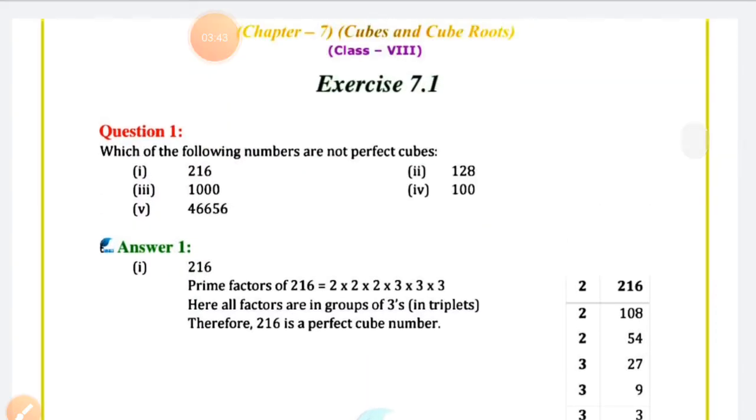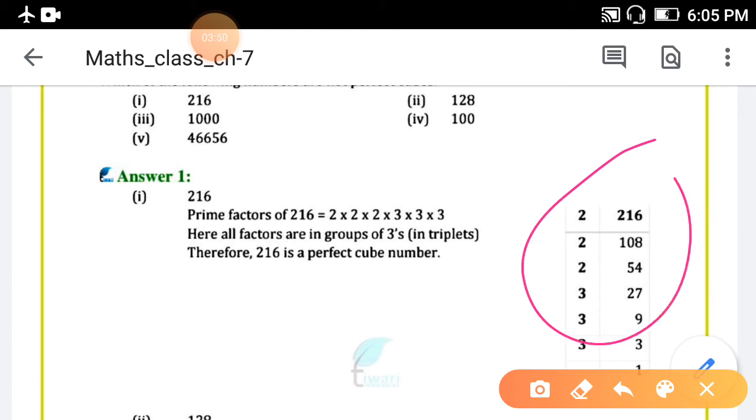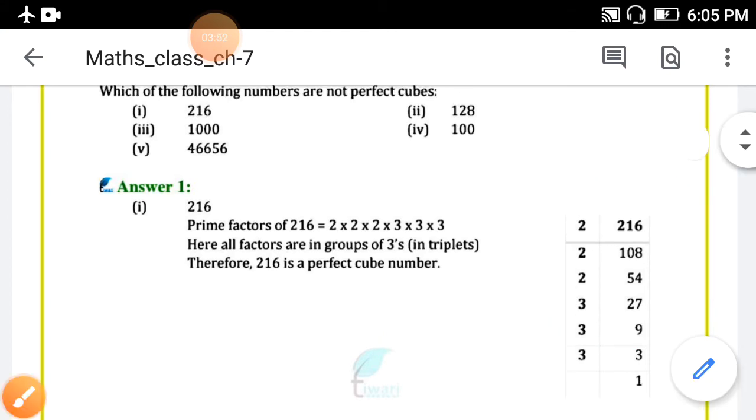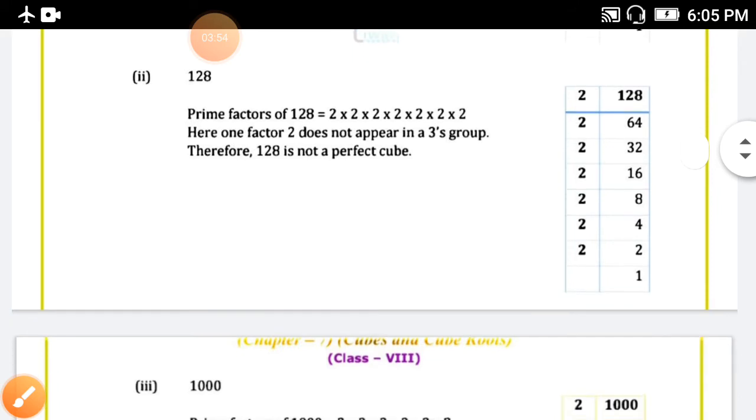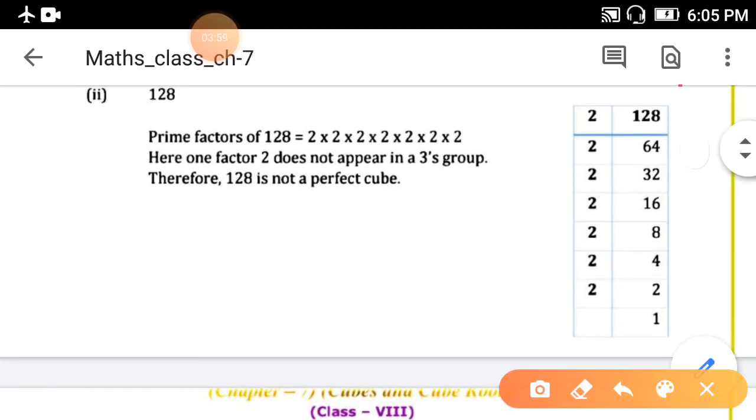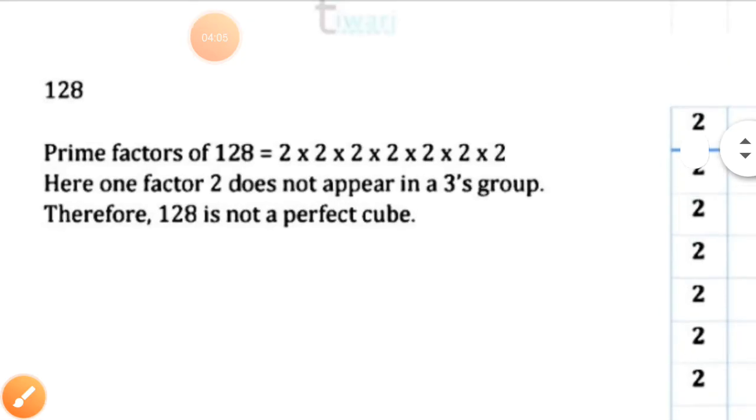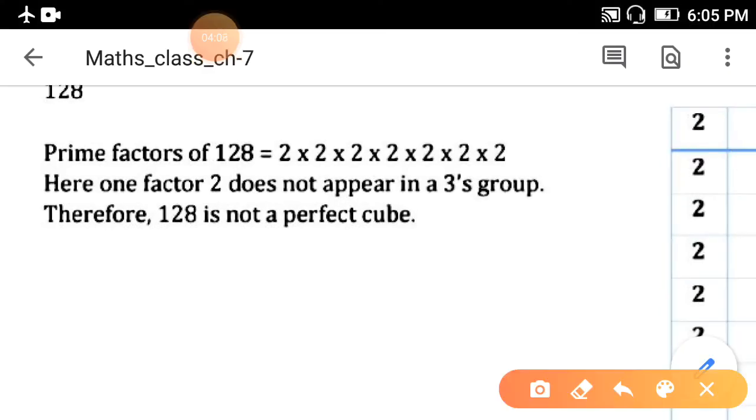Exercise 7.1. Question number 1. Which of the following numbers are not perfect cubes? First one, 216, that we have already seen just now. Second one, 128. First of all, find out the prime factors. Here are the prime factors. Now write down all the prime factors in multiplication form. Now make the groups. Which factor does not appear in a 3s group?